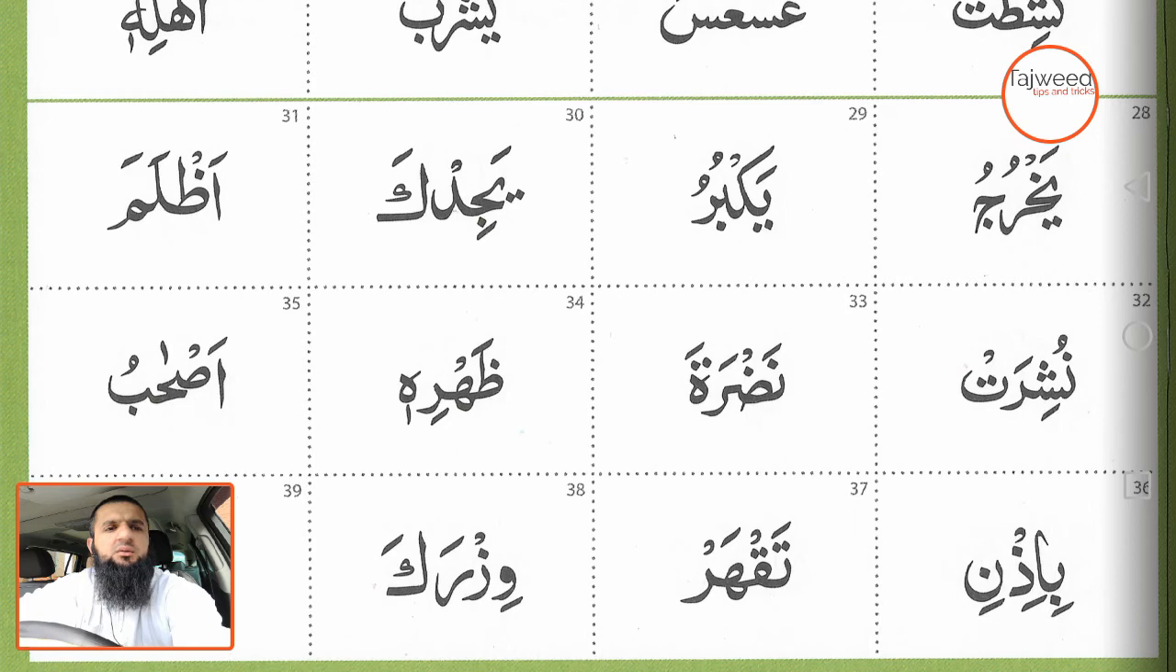33. Nadrata. Box 34. Dhahri. He. Dhahrihi. 35. Ashabu. And then we're on to 36. Bi'idhni. Lots of smiling on that one, inshallah.